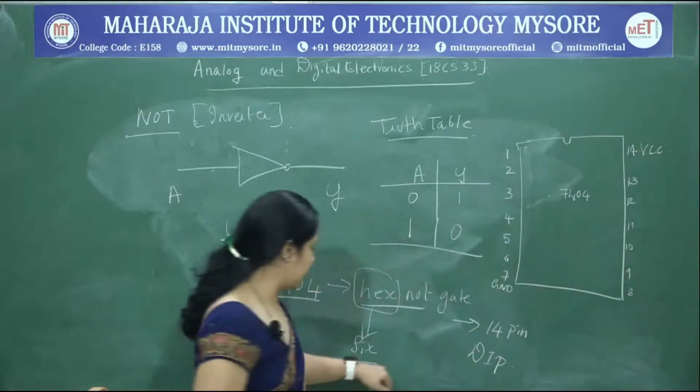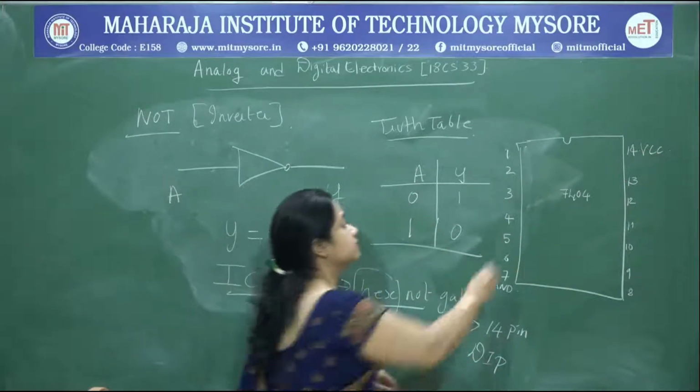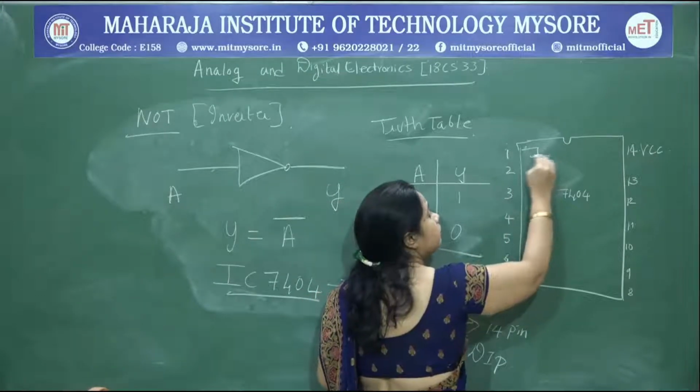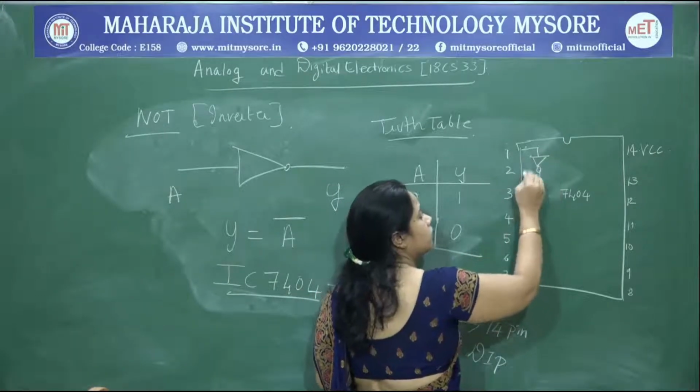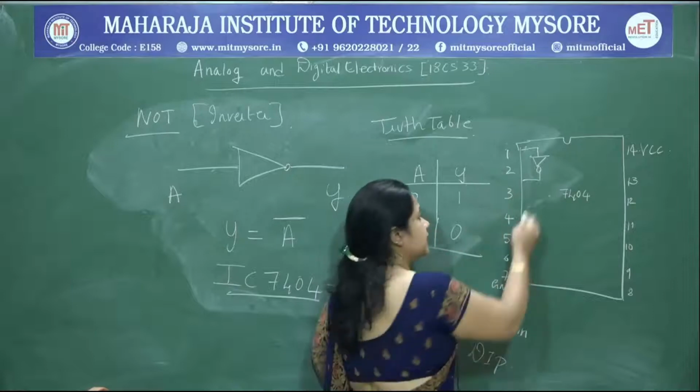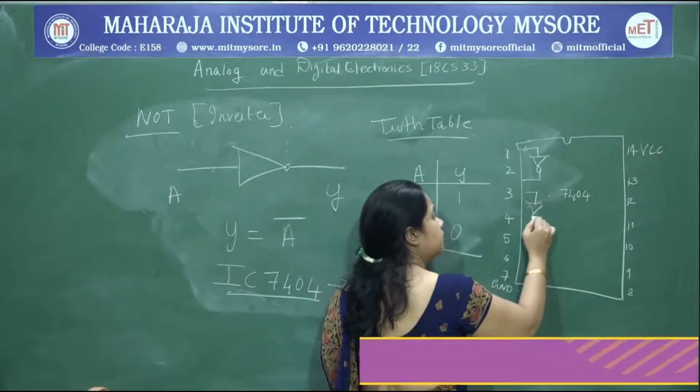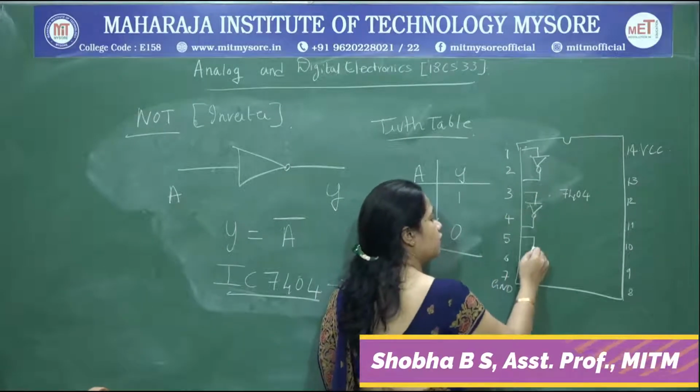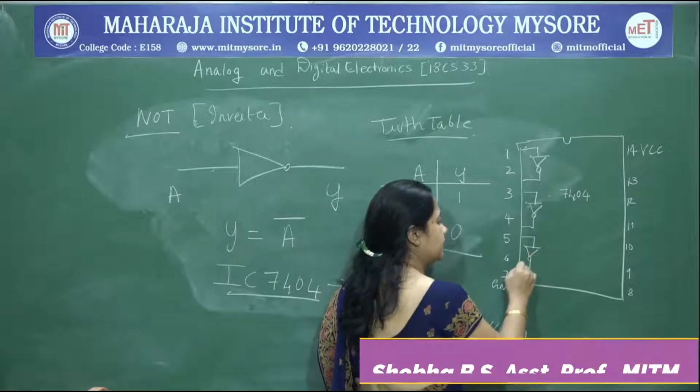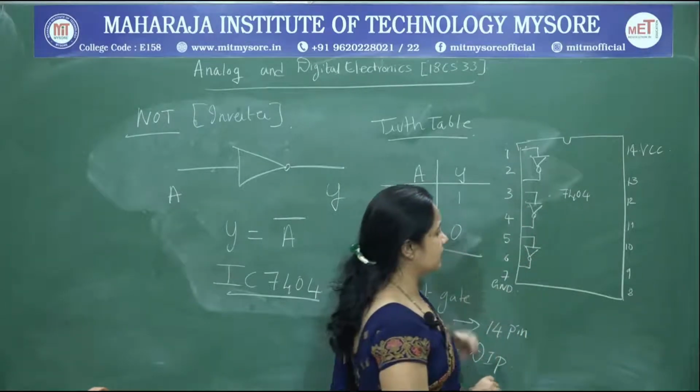And as I said, I can realize 6 NOT gates. So 1 is the input, 2 is the output. This happens to be the first gate. Likewise, 3 is the input, 4 is the output. 5 happens to be the input and 6 happens to be the output. So these are the 3 gates.